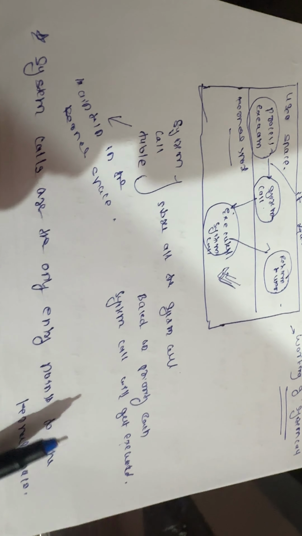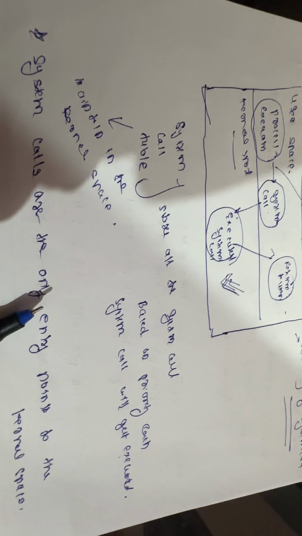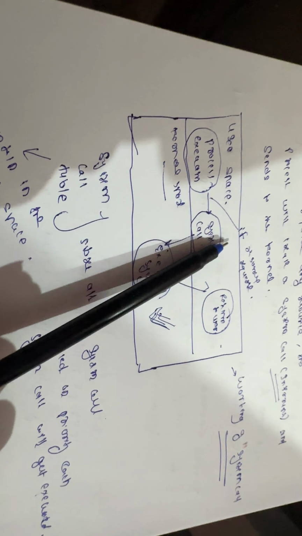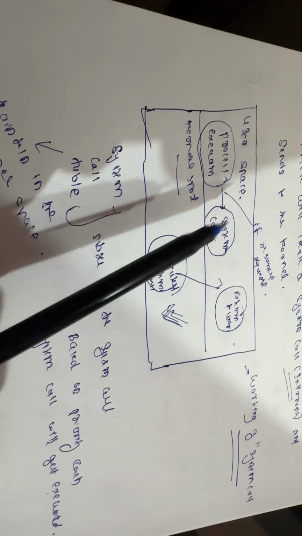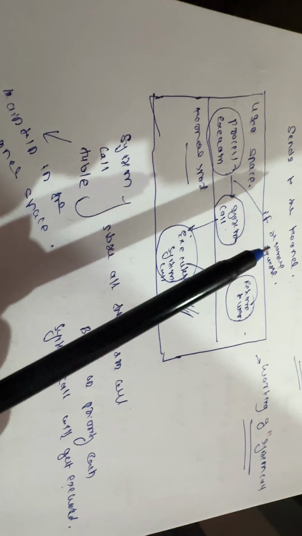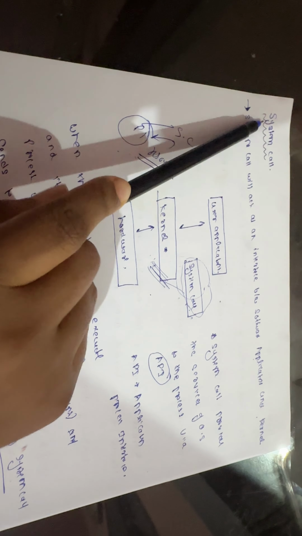This point we have already mentioned: the system calls are the only entry point to the kernel space. Only through system calls can you enter the kernel space. So the entry point of the kernel space is basically the system call. So this is all about the system call in the operating system.